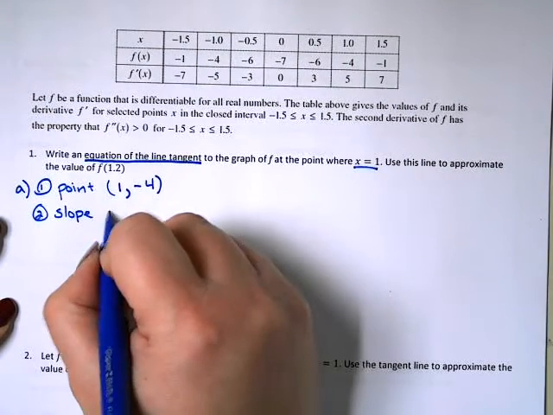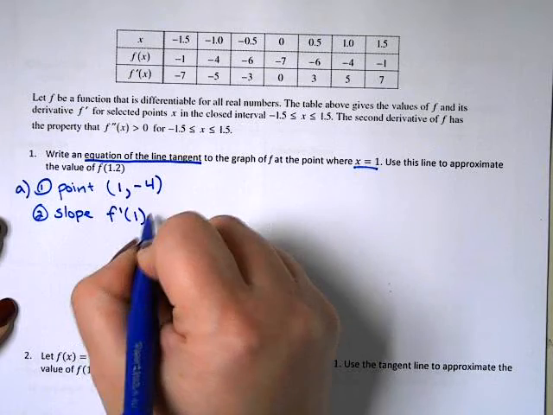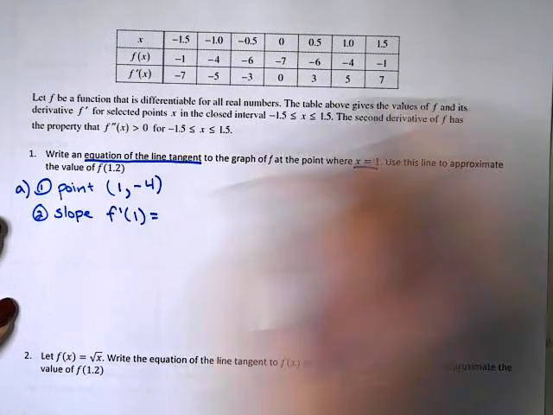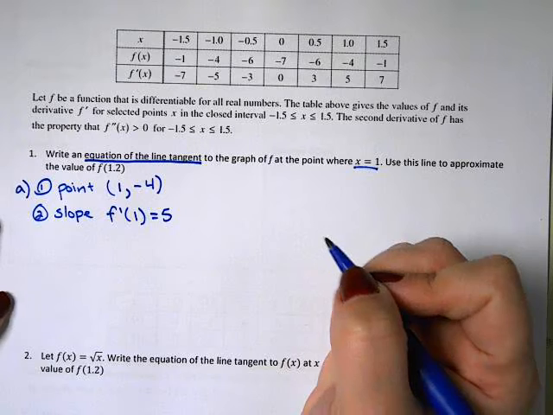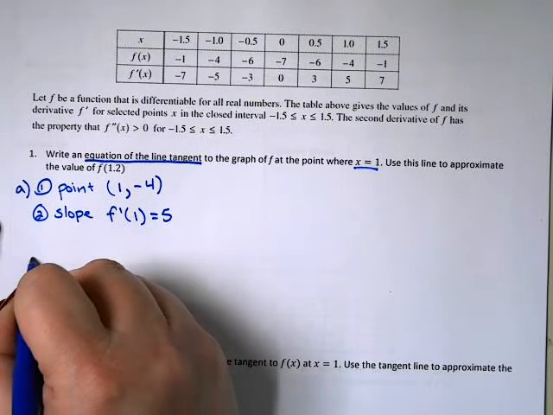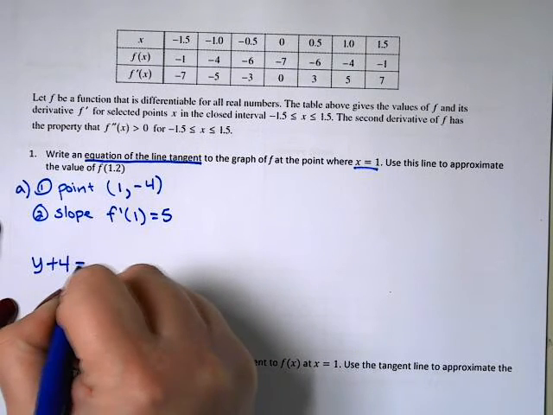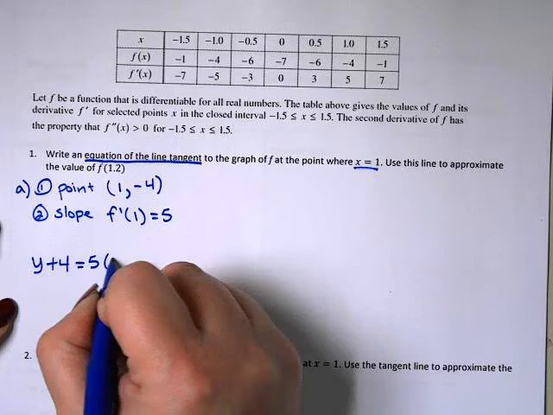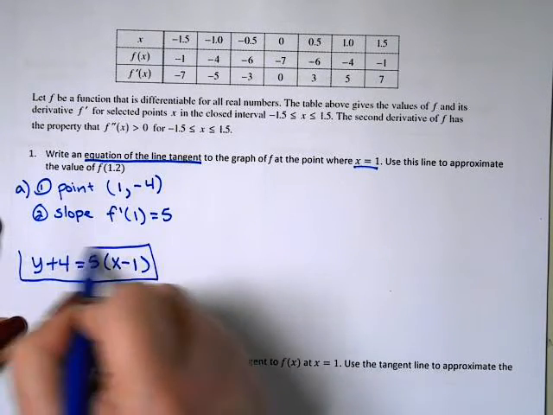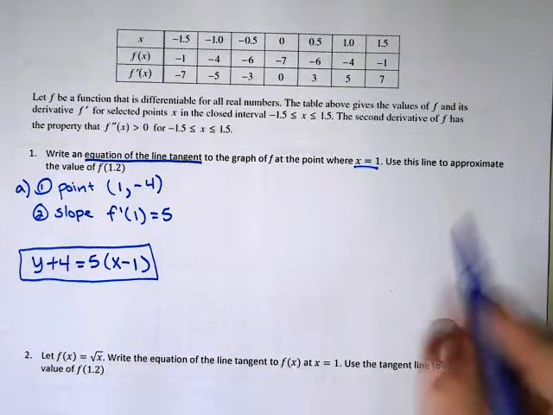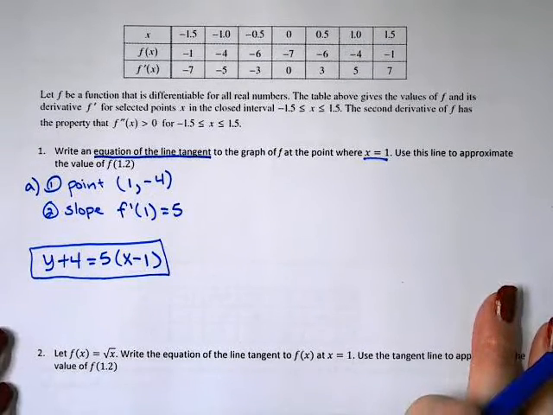The slope then is f prime of 1. That part there is actually 5, so our slope is 5. And we're going to go ahead and write the equation of the tangent line. So y plus 4 is equal to 5 times x minus 1. This is no different than anything we have been doing since we started talking about the equations of tangent lines.